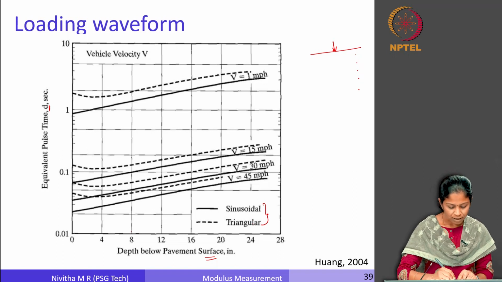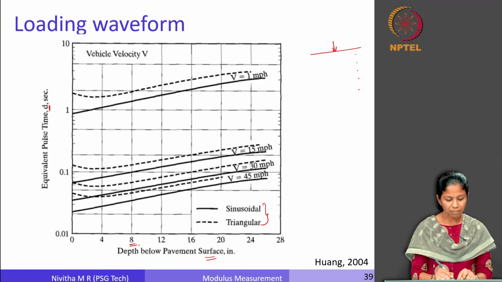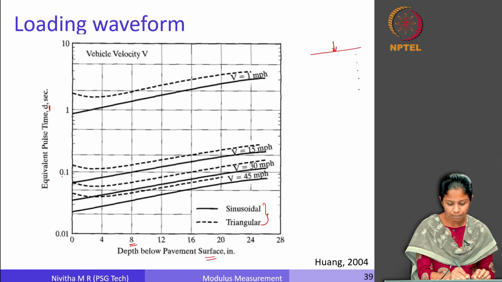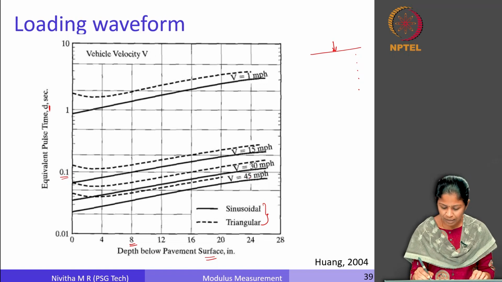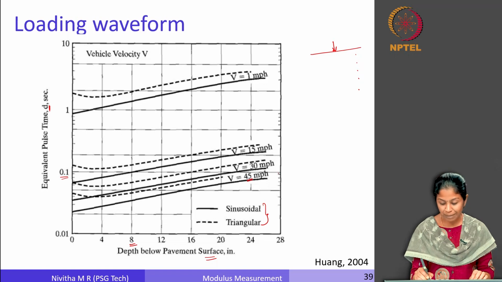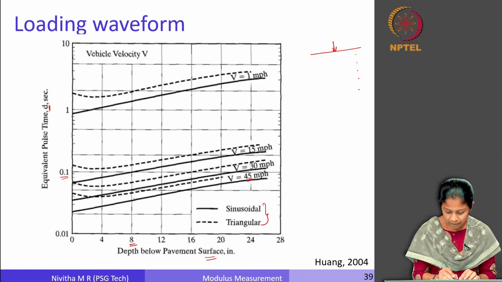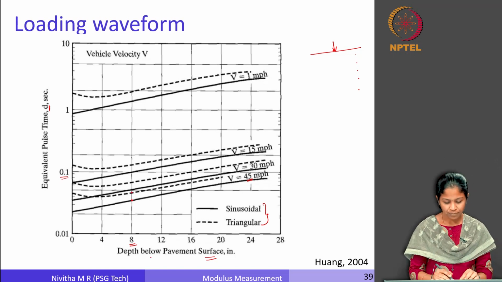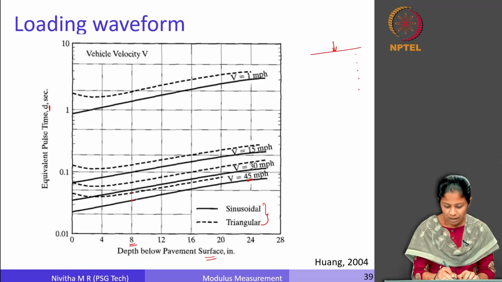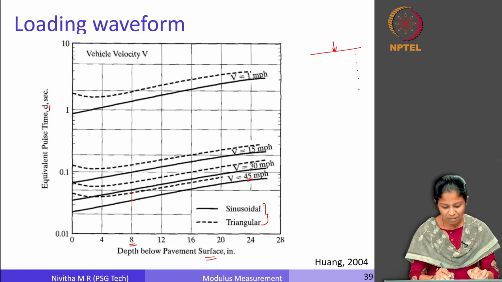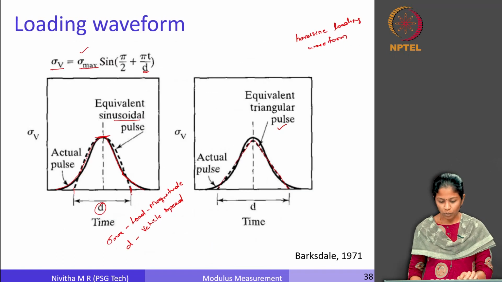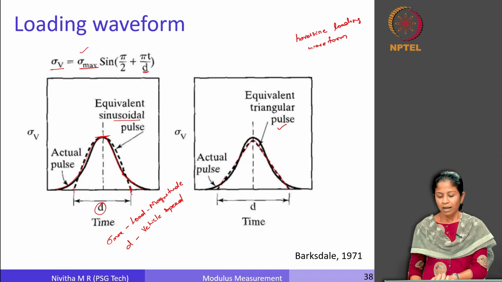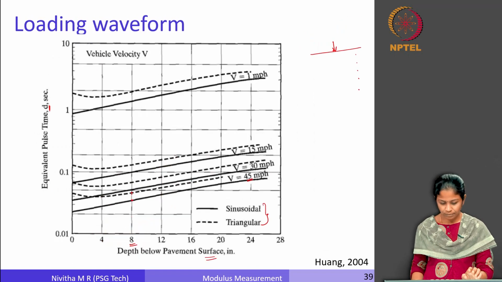Let us take the case wherein my depth is 8 inches below the pavement and my equivalent pulse time is 0.1. Let us consider it for a vehicle speed of 45 miles per hour. Now, this black line here is for a sinusoidal case and this is for a triangular case. Now if you look at this, you can see here the equivalent pulse time d is higher for a triangular loading compared to a sinusoidal loading, as we had discussed here. That is visually seen from this plot also, right.